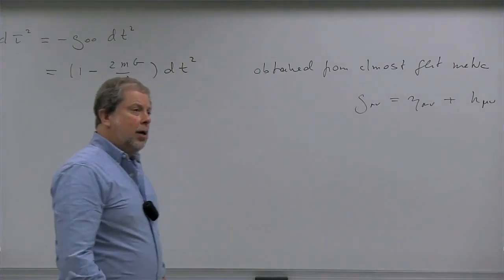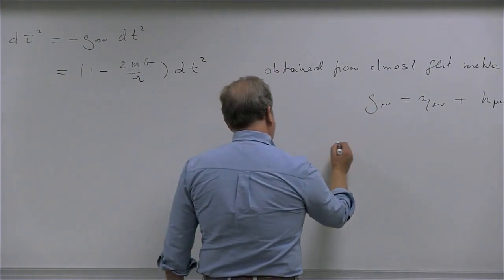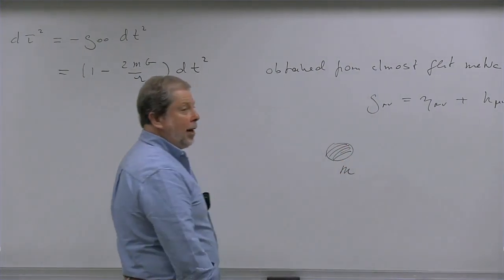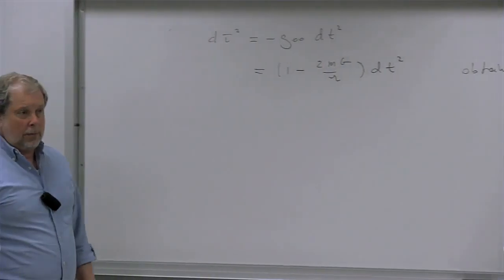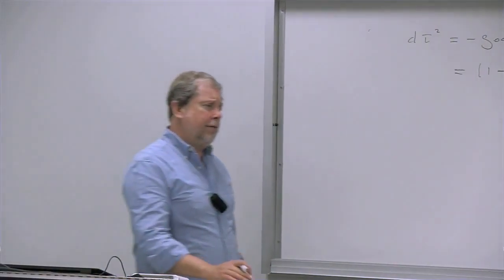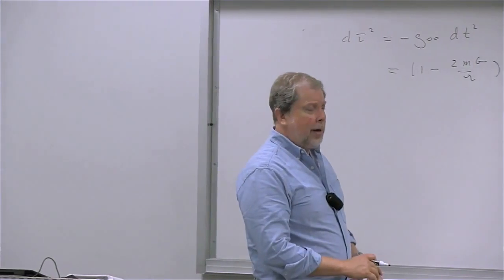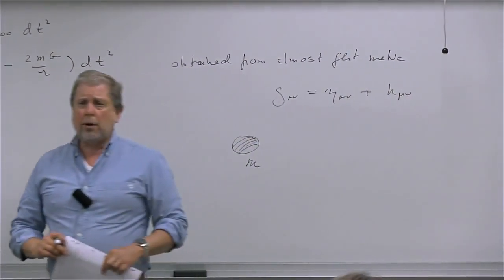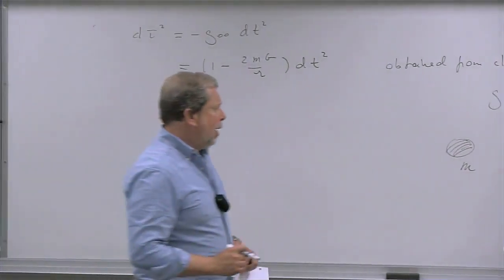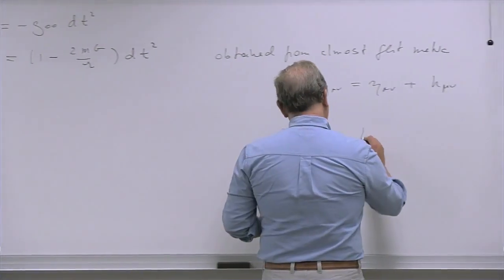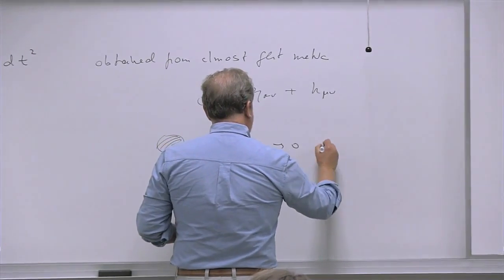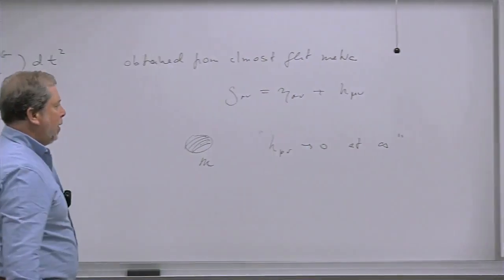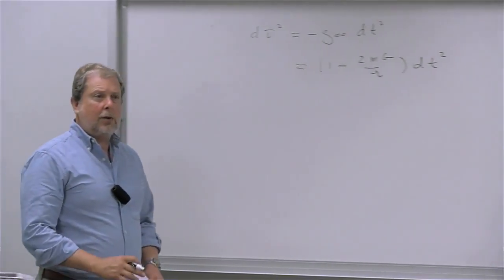So that meant that we were considering a situation where we have a mass, which is a source for the gravitational field, and that the effect of this mass at some point goes to 0 because the gravitational field decreases in strength as you go away from the source, which is one of the reasons why you can actually use this. And so h mu nu goes to 0 at infinity was one of the things that we used.